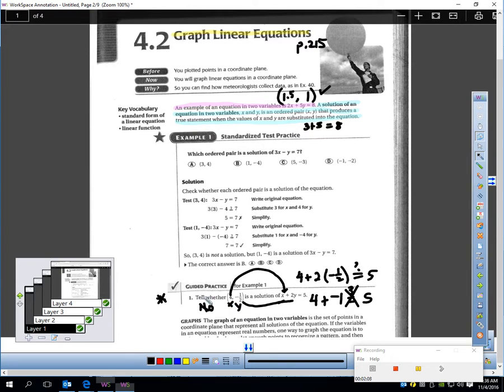So that's one thing you're going to have to do in the bookwork, and that's one of the I cans for this lesson, that you can tell whether an ordered pair is a solution or not. It's easy. Just plug it in and find out.